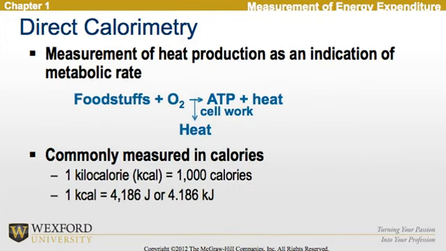The next thing we want to look at is the measurement of energy expenditure. Energy expenditure is measured in two ways, either direct calorimetry or indirect calorimetry. First, we'll look at direct calorimetry. It is the measurement of heat production as an indication of metabolic rate. Commonly, we measure it in calories. One kilocalorie is equal to 1,000 calories, and looking at our unit conversion, 1 kilocalorie is also equal to 4,186 joules, or 4.186 kilojoules.